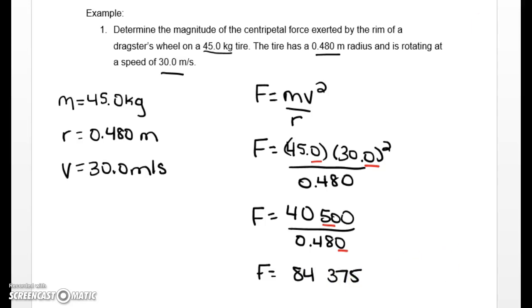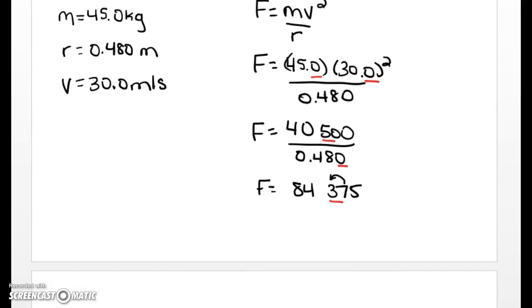84,375. To figure out the rounding for that question, we've got 3 sig figs in our numerator and 3 sig figs in our denominator, so our answer should have 3 sig figs, making that 3 significant. Also keeping in mind that the 7 is going to round up the 3 to a 4. So our answer here is 84,400, or if we want to put this into scientific notation, this would be 8.44 times 10 to the 4. And just like with our other examples that we've done in this course, with force, your units are newtons.